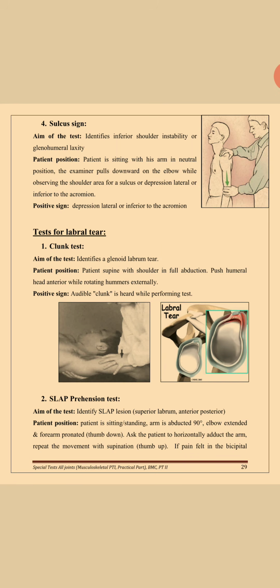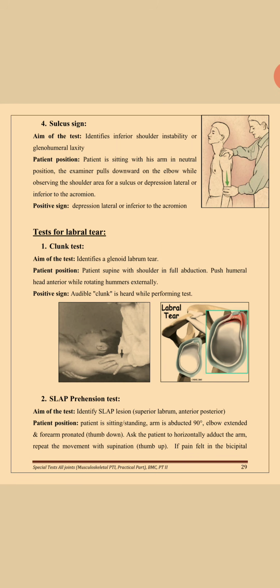Tests for labral tear. Clunk test. Aim of the test: identifies a glenoid labrum tear. Patient position: the patient is supine with shoulder in full abduction. Push the humeral head anterior while rotating the humerus externally. Positive sign: an audible clunk is heard while performing the test.